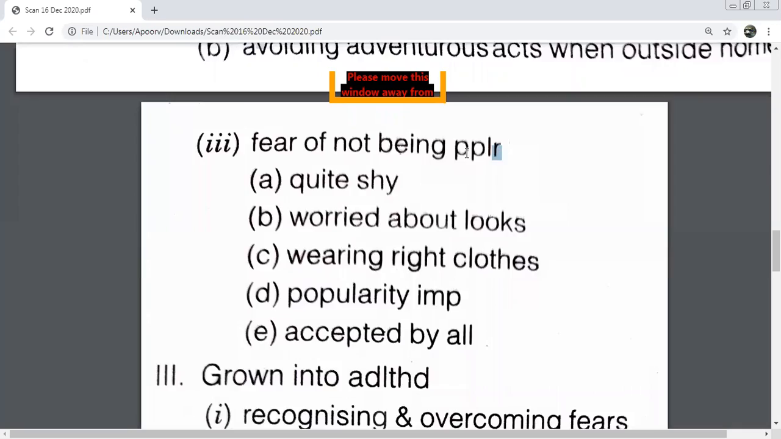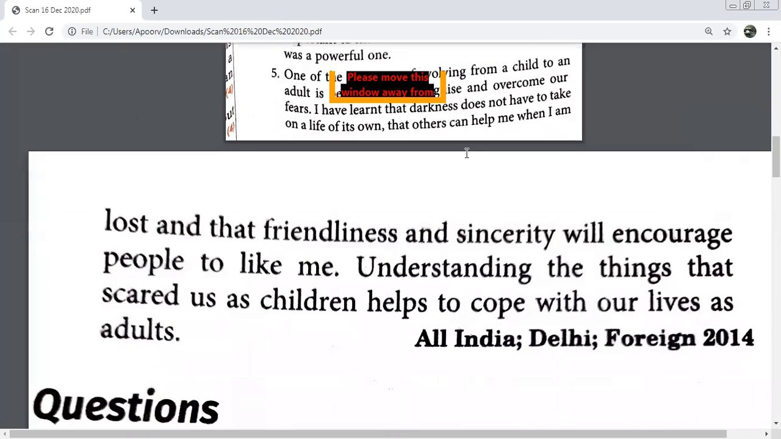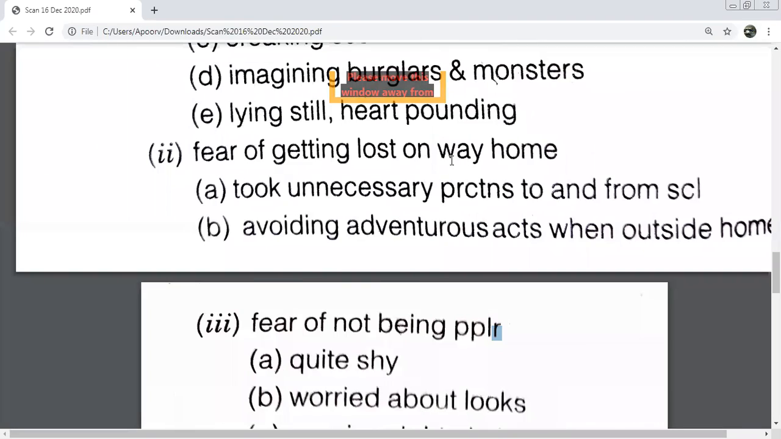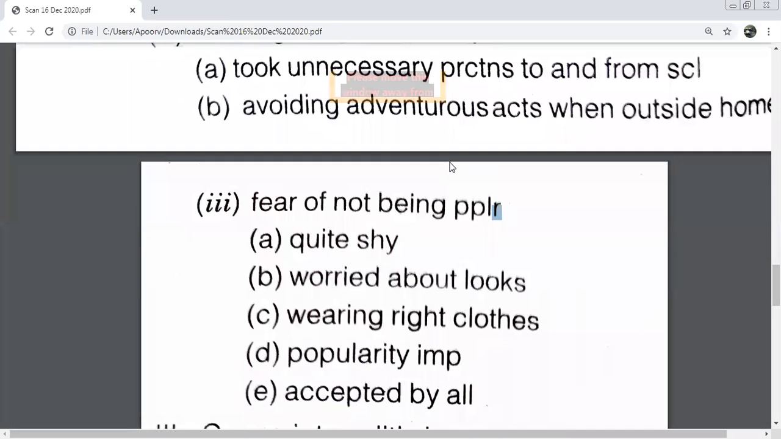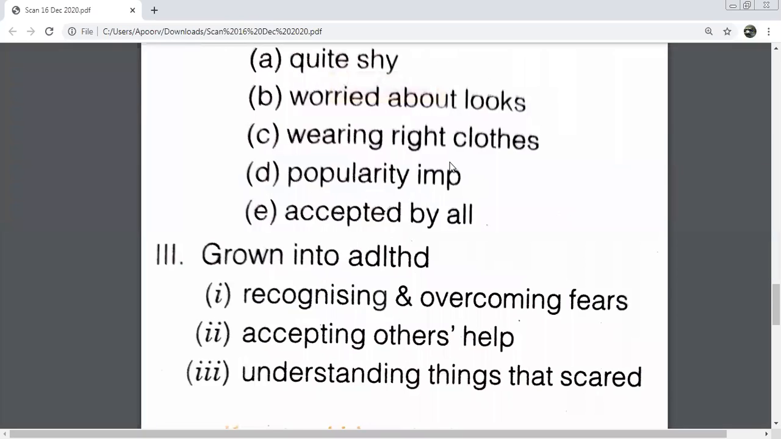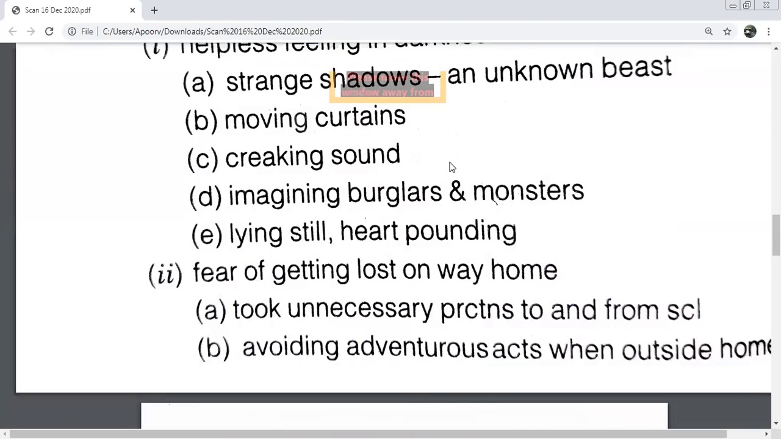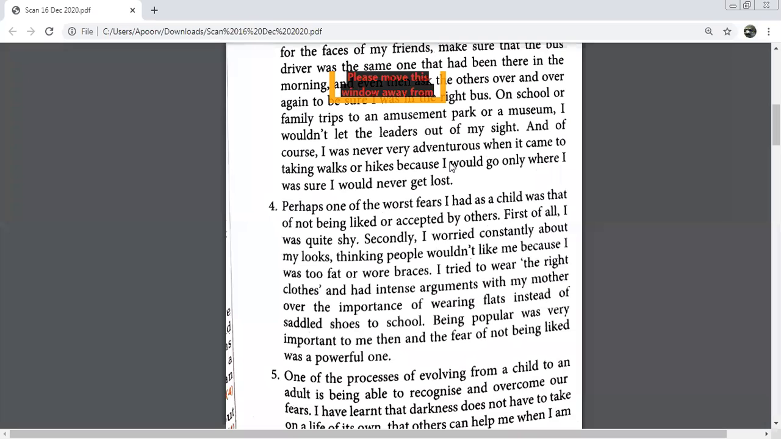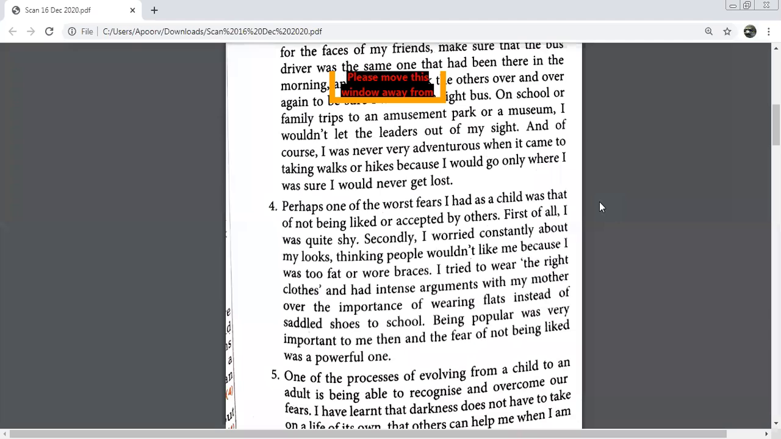This is the first third part. Ma'am, it is another paragraph. See, this is how they have made. First and second you had already done. This is fear of not getting popular, grown into adulthood. So probably they have not taken a heading anything from this. See, we'll get to know this. Let's read the fourth paragraph and the fifth one. Not even one heading from this has been taken.